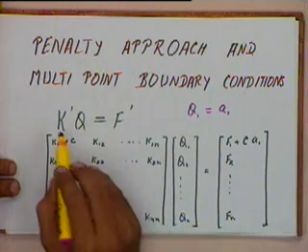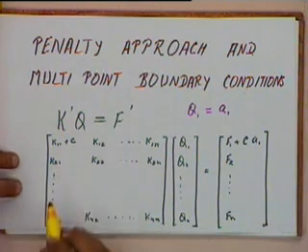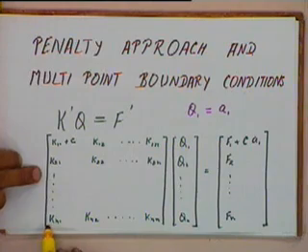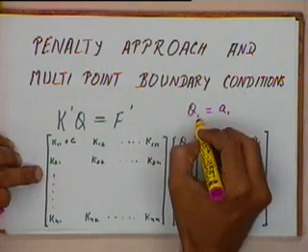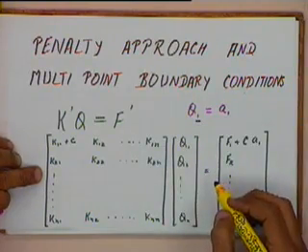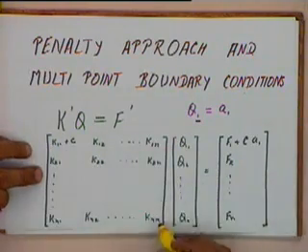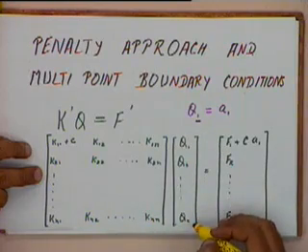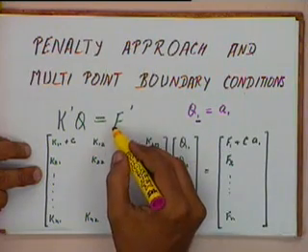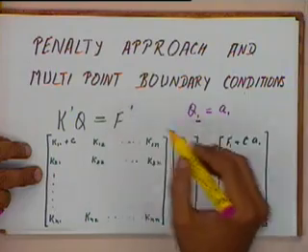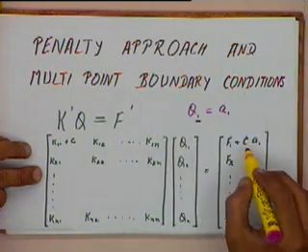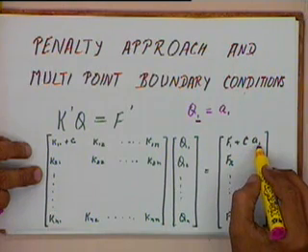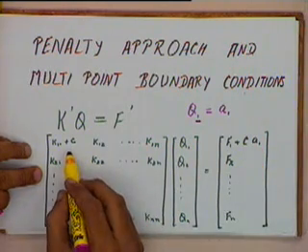this as a system of equations where k prime is the stiffness matrix obtained by adding a term c to the diagonal element of location 1, okay, and this is the k prime matrix. The q matrix remains the same, and the f matrix, that is f prime, is obtained by taking the global force matrix and adding to the first location c times a1, okay, where c is some large number.